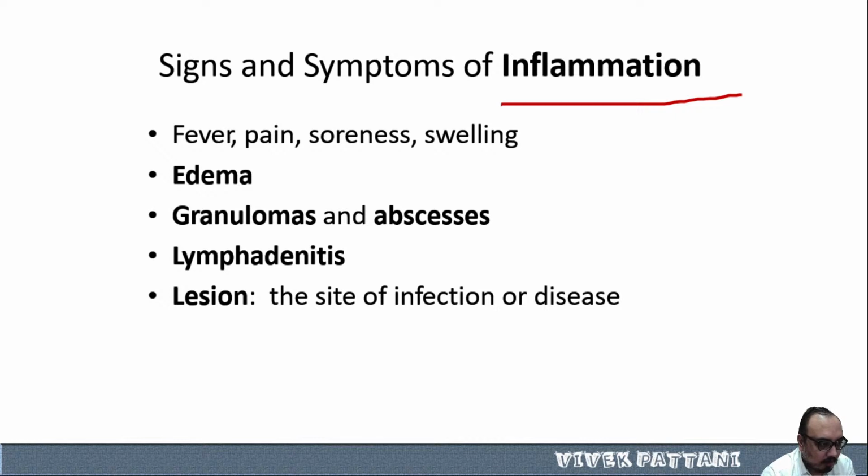Now moving forward with the granuloma. What do you mean by granuloma?